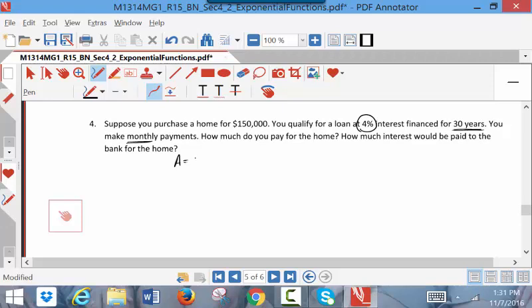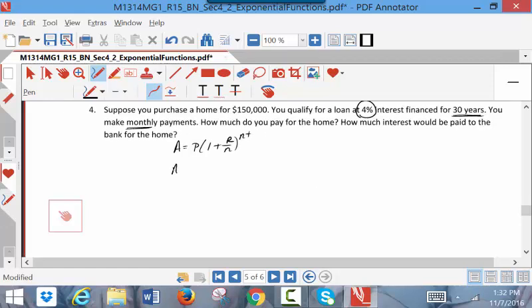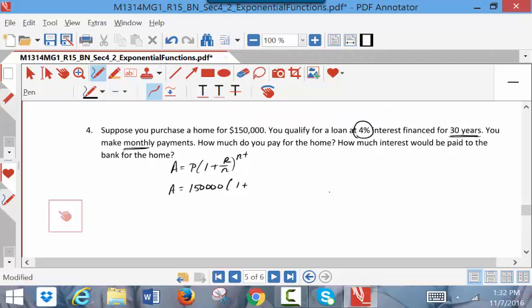Here we go. A equals P. This is the compound interest, not the continuous. So it's 1 plus r over n to the power of nt. Okay, so here we go. You're now taking a loan for $150,000 from the bank. This becomes 1 plus your r value is 0.04. Your time is 30. Okay, so this is going to be 0.04, and since it's monthly payments, your n equals 12.